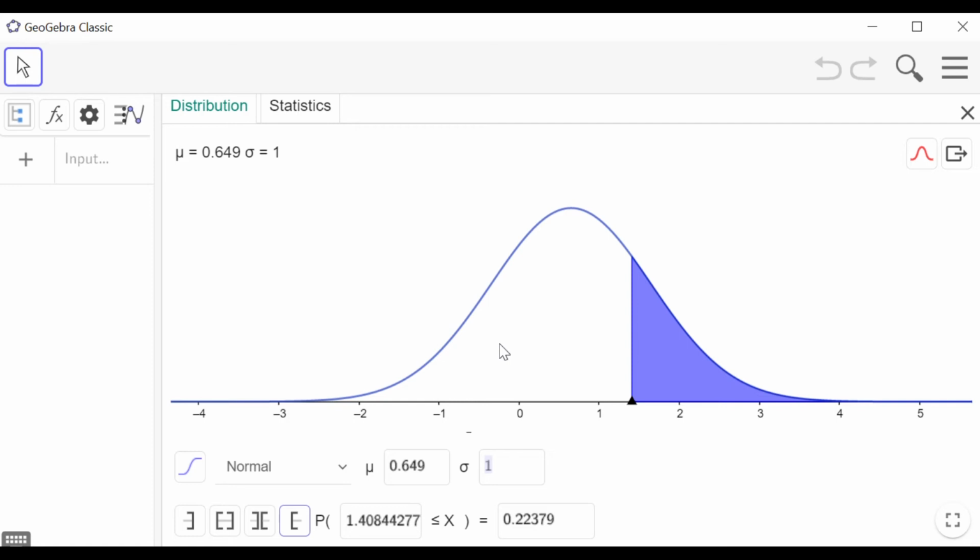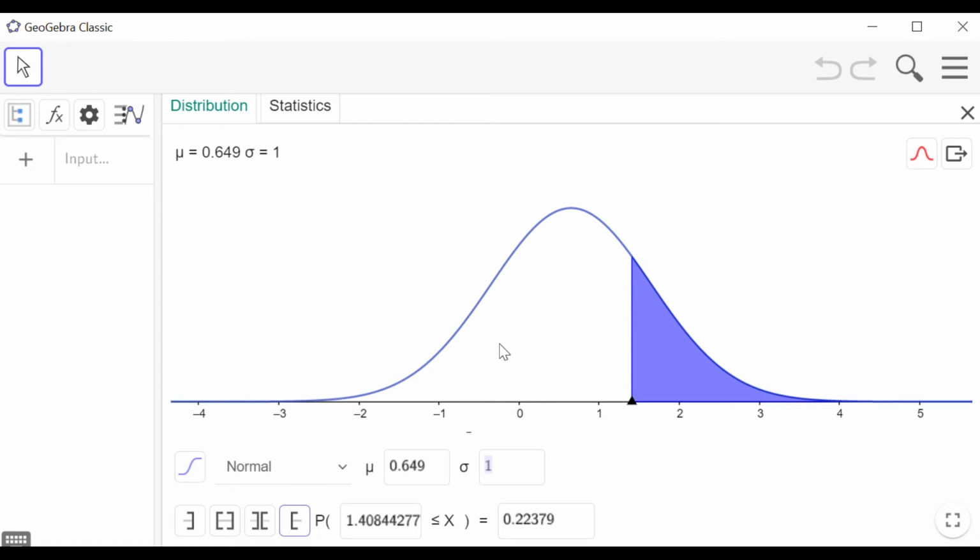We'll put in the mean, 0.649, and the standard deviation. Now here you can put in the approximate value that we found before, 0.047728, or you can put the entire expression in. Putting in the entire expression will give you better answers with less rounding error. So it's a good thing to know how to do.